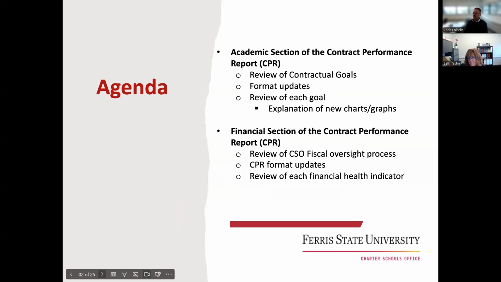We're going to go over two sections of the report today. First, the academic section. We're going to review the contractual goals, provide an update on the format and explain that format to you, and then review each goal individually so that you can apply your knowledge that you learn in this video to your own CPR. We're also then going to move to the financial section of the contract performance report, where we'll review the Charter Schools Office fiscal oversight process. We're going to take a look at the format updates and review each of the financial health indicators. We'll start with Beth.